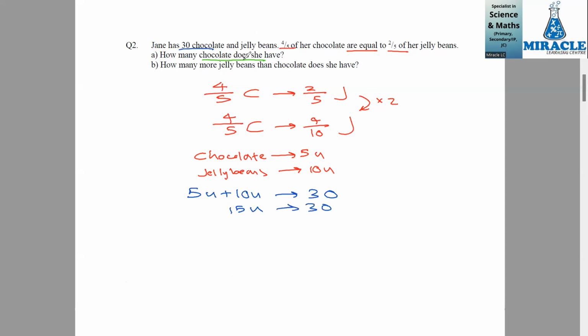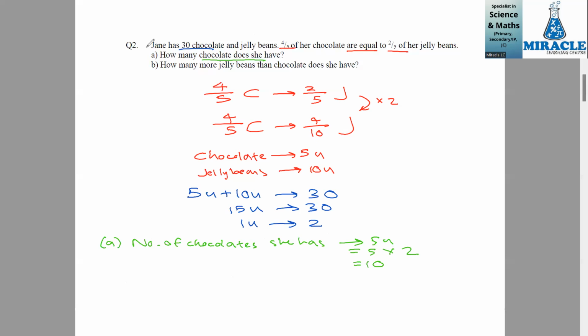So in order to find the number of chocolates she has, let's find the value of 1 unit, which is 30 divided by 15, and this gives us 2. So now we can answer part A. The number of chocolates she has will be 5 units, which represents 5 times 2, and this is equal to 10. So that is your answer for A.